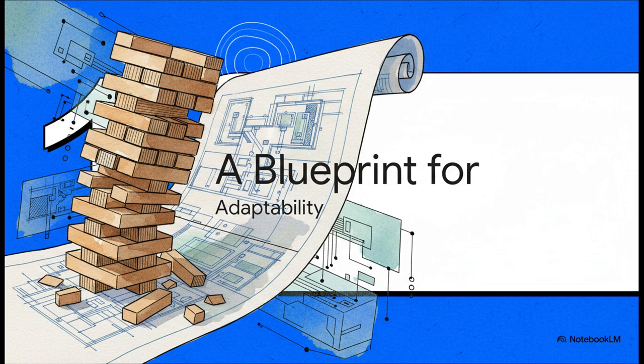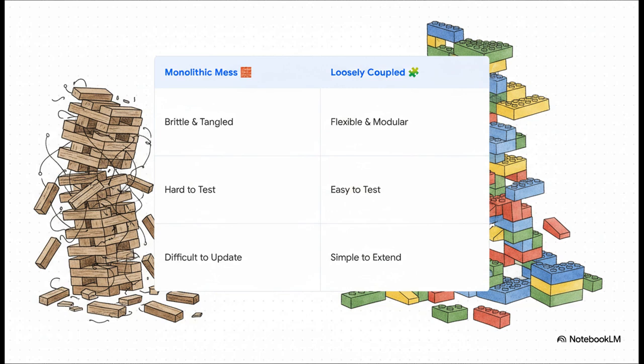Well, it really all comes down to one single core idea: building for adaptability. We just need a much, much better blueprint. And this, right here, just lays it all out. We're basically swapping that brittle, tangled Jenga mess for a set of Lego bricks. Instead of being tightly coupled, our parts are flexible and modular. You can test each brick on its own, you can easily swap one out for a different one, or add totally new bricks without shattering the whole thing. It is a total game changer.